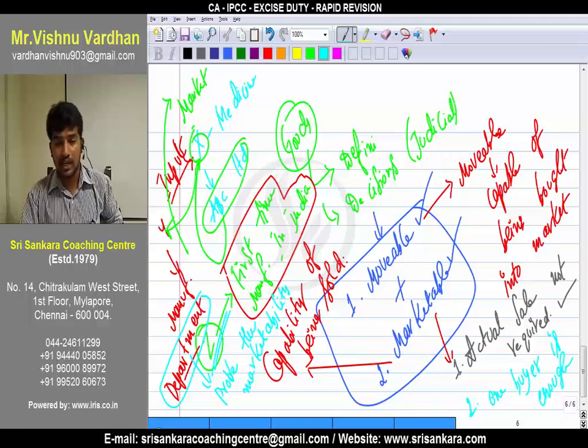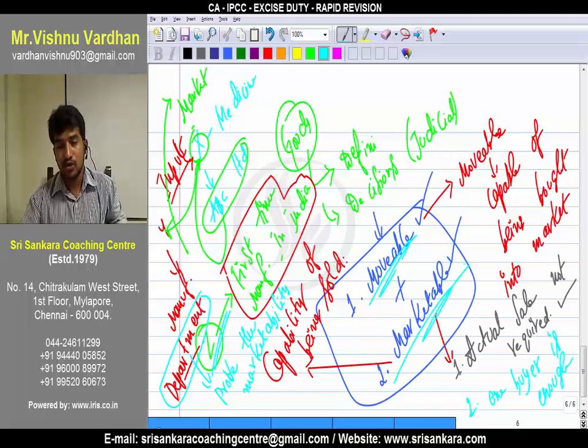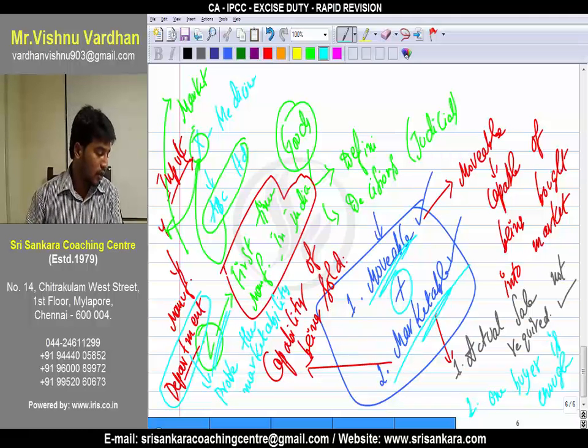Why do we want to prove marketability of a product? Because if you want to levy excise duty, there are two conditions: movable and marketable. If any one of the conditions is not satisfied, then we cannot levy excise duty. Both together should be satisfied. Clear? Then only the goods can be called as subjected to excise duty. Otherwise, excise duty cannot be levied on such goods. So this is regarding what are goods.